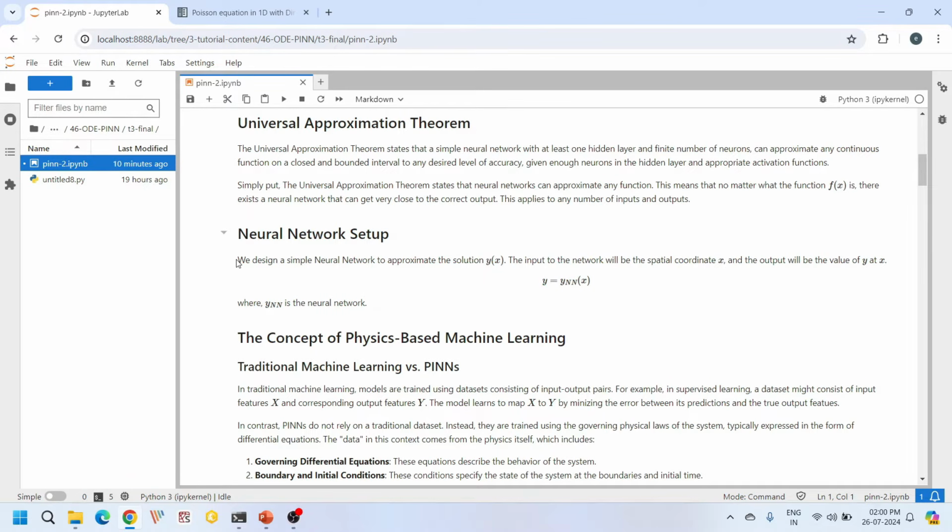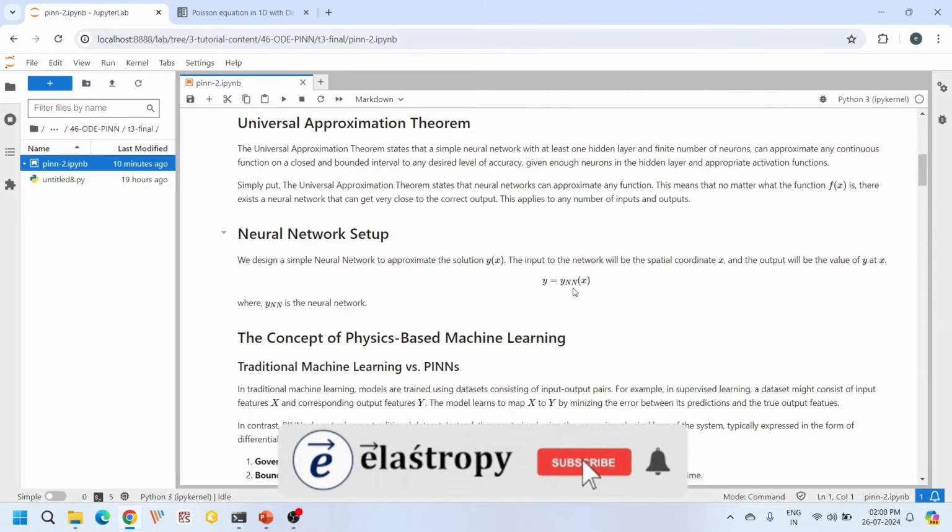We design here a simple neural network to approximate the function y of x. The input to this neural network is the spatial coordinate x and the output is the function value. Let's call this neural network YNN. So using the simple YNN notation, we define the entire neural network.